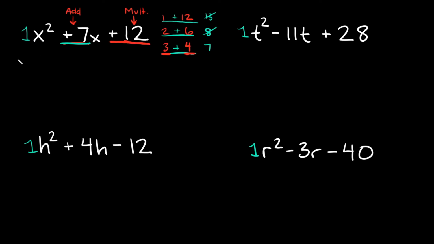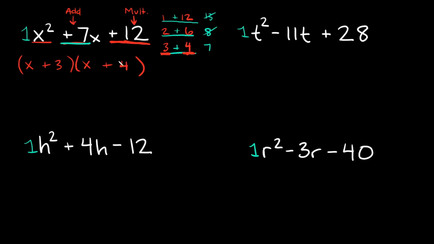In order to factor this, you just write out your two parentheses. Since we have an x squared, and it has a leading coefficient of just 1, we're going to put an x here and an x here. And what goes here? The two numbers we just found, positive 3 and positive 4. So plus 3 and plus 4. Then this would be your factored answer: x plus 3 in parentheses times x plus 4 in parentheses.